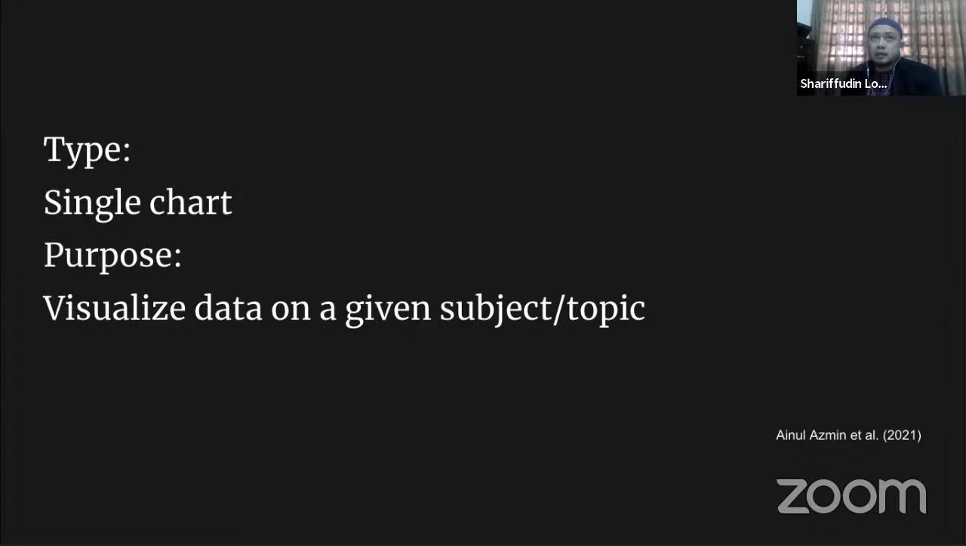So in short, there are so many things that you can bring into any event or session when you deliver your speech to help with your presentation. Coming back to this slide, you have visual aid, and this type is a single chart. If you have a single chart for your presentation, the purpose is to visualize data on a given subject topic.